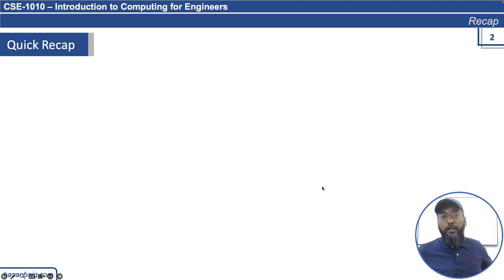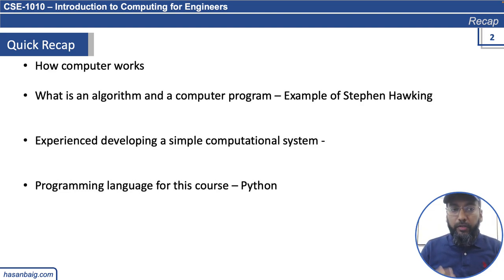In the last lecture, we discussed a couple of things, so I would like to quickly recap that. We discussed how a computer works, what an algorithm and a computer program are, with the help of the disease Stephen Hawking was suffering from. We also discussed how we can employ computational thinking or algorithmic thinking to solve a certain problem.